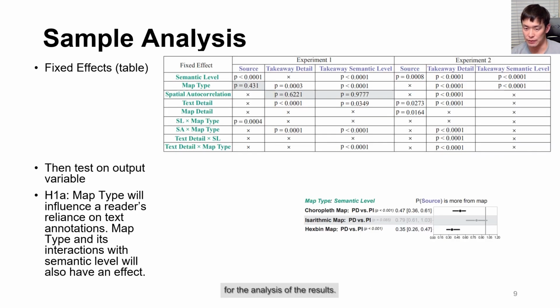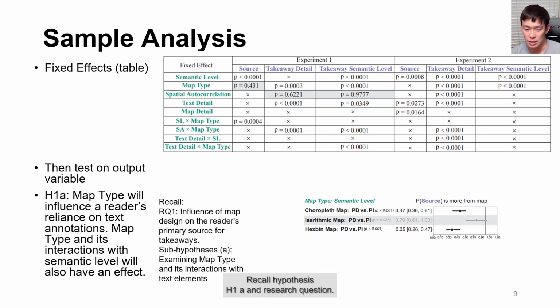For the analysis of the results, 2 of the authors independently coded the results for detail and semantic level. We ran the results through a rigorous statistical analysis using fixed effect tests to determine if any of the input variables had a significant effect on the output variables. We will run through a sample analysis for hypothesis H1A here. For the sake of time, the analysis for all 9 hypotheses will not be included on this slide. For a more in-depth discussion of the quantitative methods applied, please consult our paper.